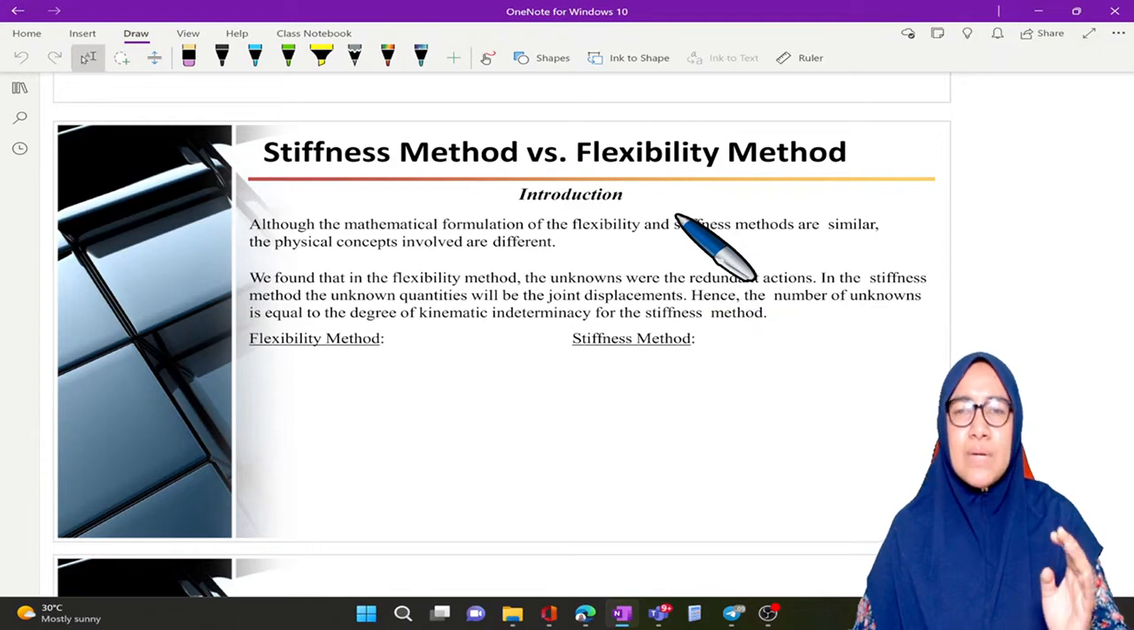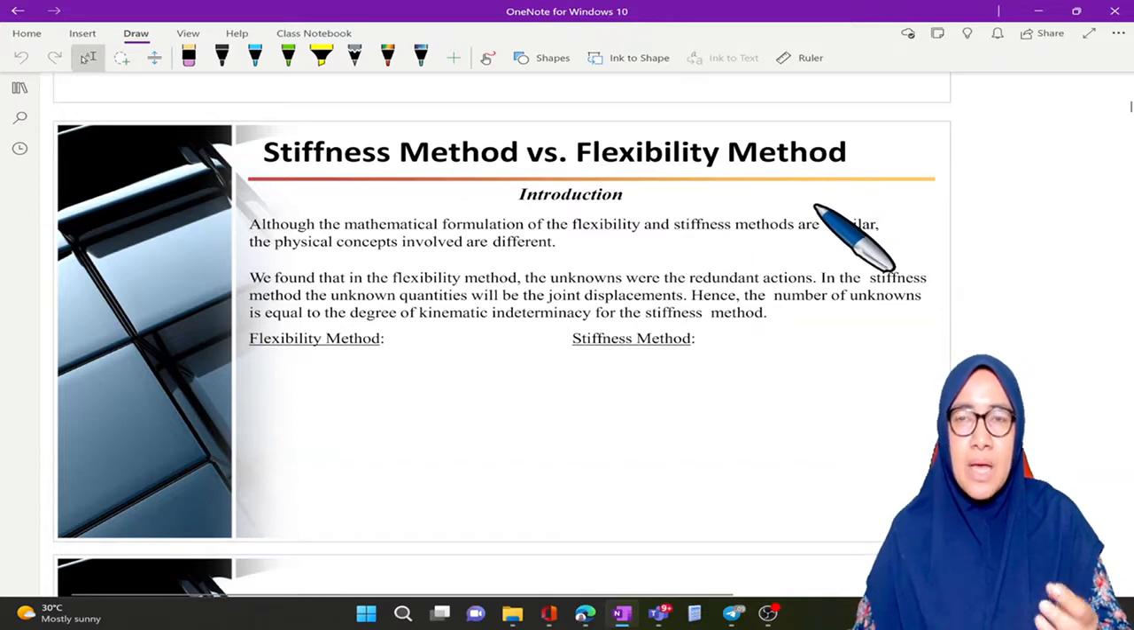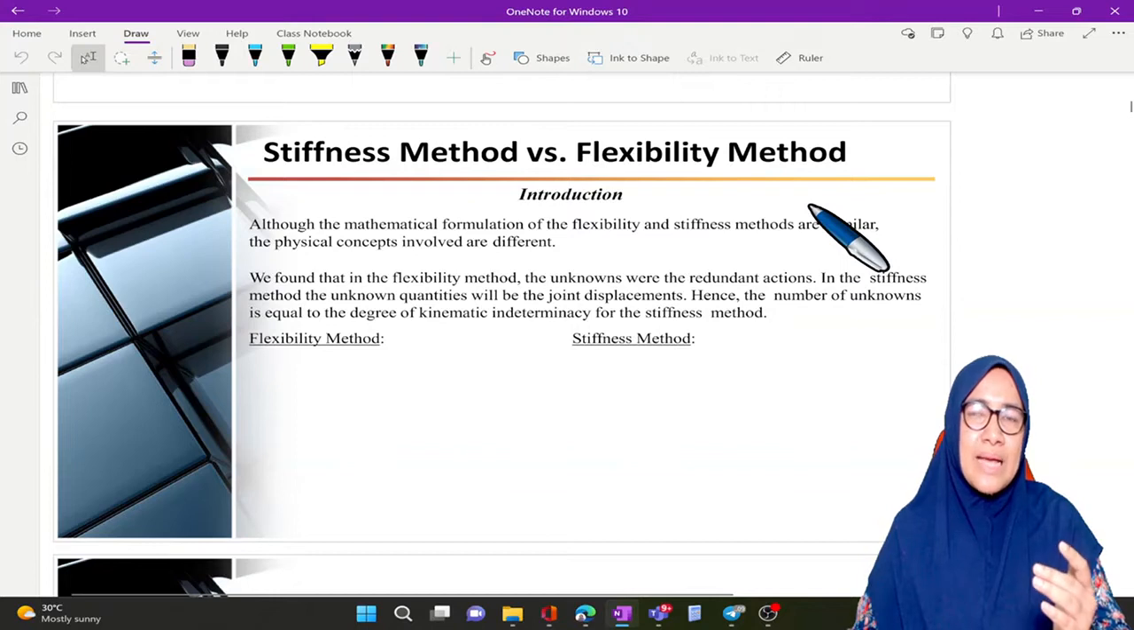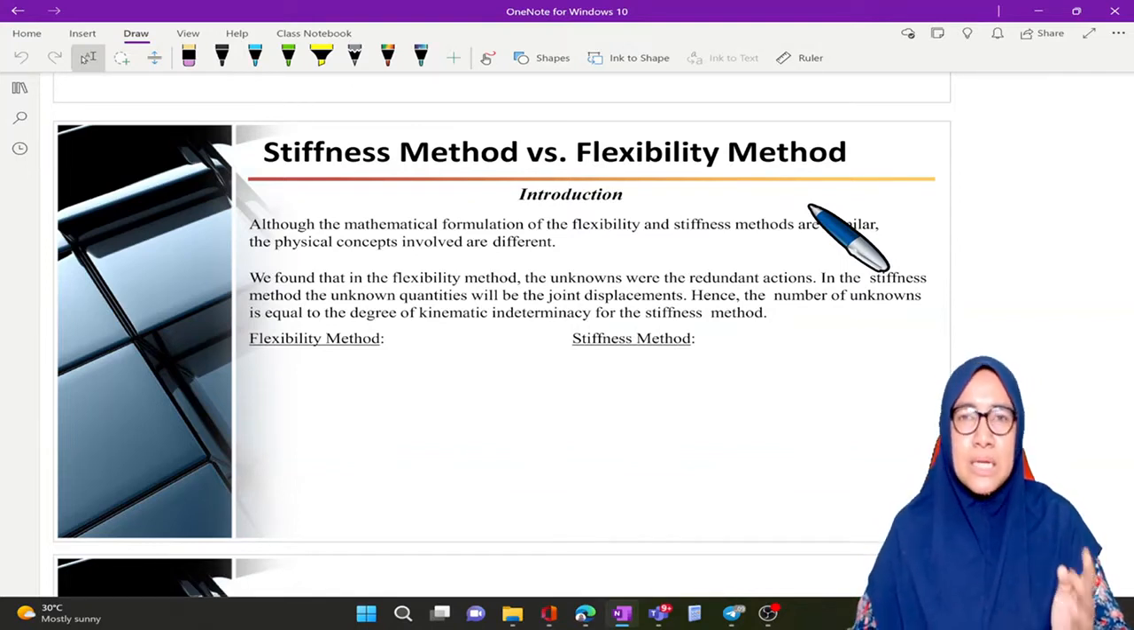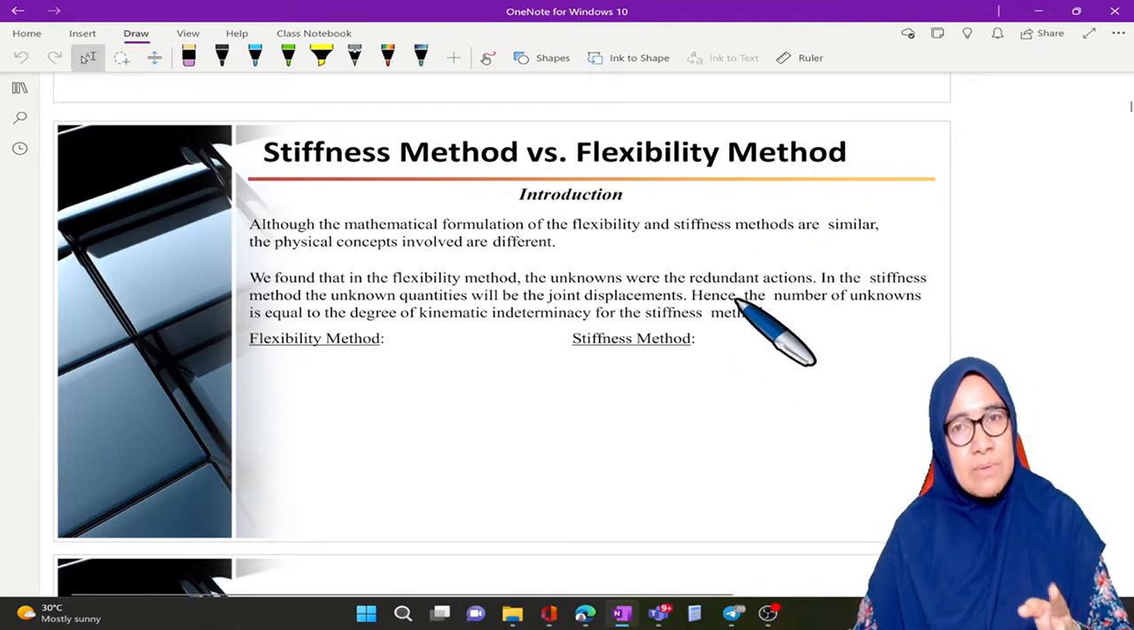So the maximum redundant that we can solve using the flexibility method is limited to 3, because we can only analyze 3 using 3 simultaneous equations. That is the limitation of the flexibility method.